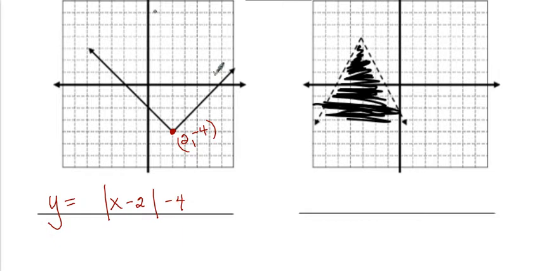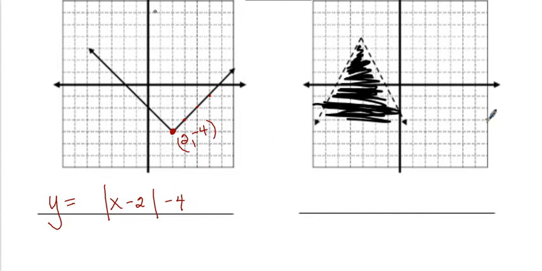Now this is upward facing, so I know it's positive, some kind of positive thing out here. And to get from one point to another, I go up 1 over 1, up 1 over 1, up 1 over 1. Therefore, it must be an invisible positive 1 sitting out here. So I can either leave it like this or write in a positive 1. Either way is fine. But this is our final equation of this absolute value.